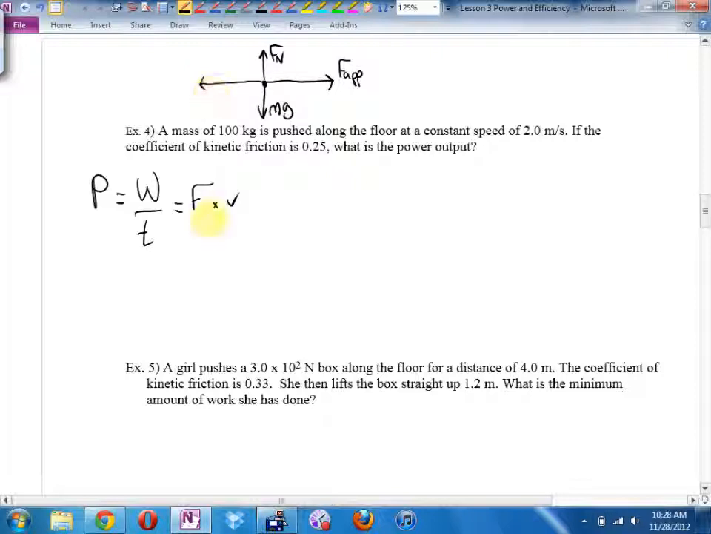So in my equation, I'm really going to be going the applied force times velocity. Oh, I don't know the applied force. But look, I know another force the same size as the applied force. Friction. Friction is what times what? See how we're putting everything together?